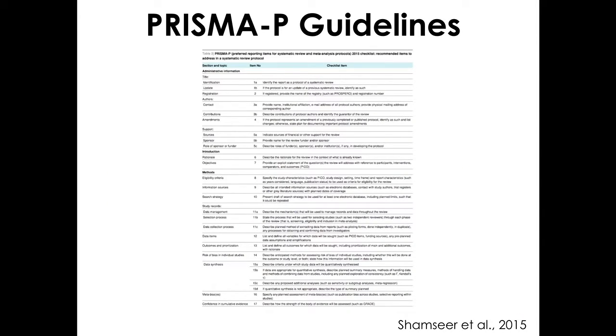These are the PRISMA-P guidelines, which is the Preferred Reporting Items for Systematic Review and Meta-Analysis Protocols. And these are really important steps and things that you should include in a protocol for a meta-analysis. So check these out when you're doing your own ones.